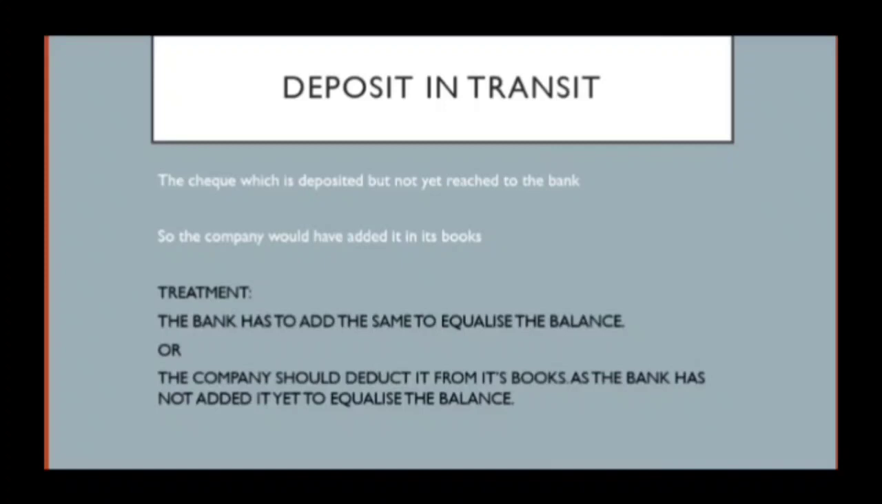Deposit in transit. The check which is deposited but not yet reached the bank and it is in transit. So the company would have added it in its books. So what should be the treatment of this check? The bank has to add the same to equalize the balance, or the company deducts it from its books as it is in transit and it has not reached the bank yet. So the company should deduct it to get the balance equal to the bank.